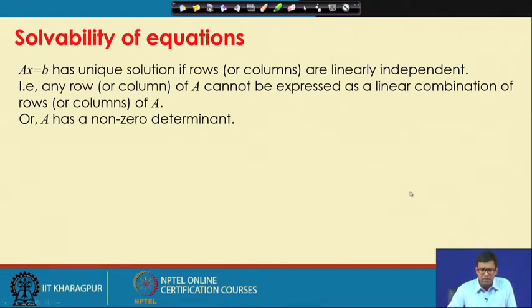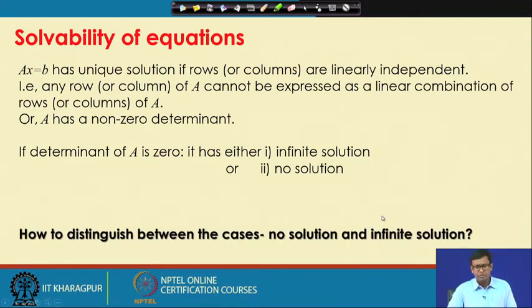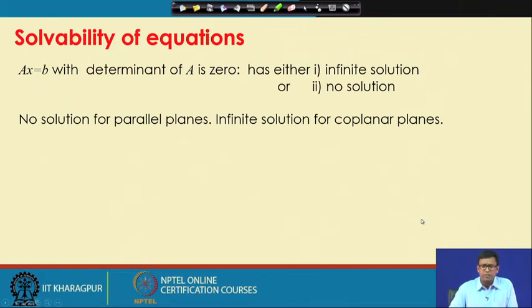Now, if A has a zero determinant, then there will be either infinite solution or no solution. And now we have to see how we can distinguish between the cases of infinite solution or no solution. We look into Ax equals b where the determinant of A is 0. That means at least one row is a linear combination of other rows, or at least one column is a linear combination of other columns, and it can have infinite solutions or no solution. No solution in case of parallel planes, infinite solution in case of coplanar planes in 3D.